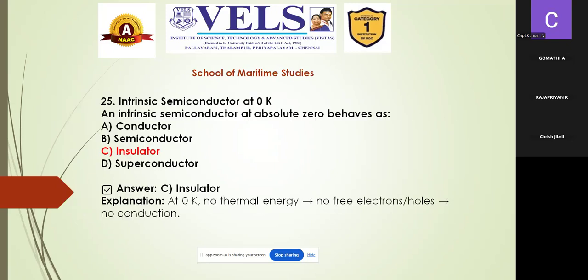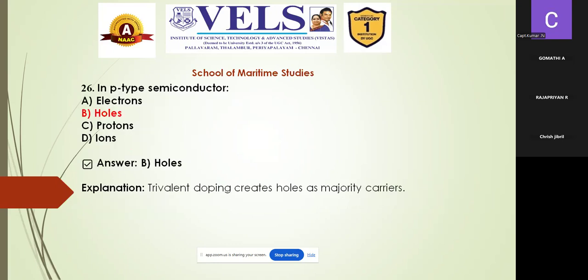An intrinsic semiconductor at 0 Kelvin behaves as an insulator. At 0 Kelvin, there is no thermal energy, no free electrons and holes, no charge carriers, and no conduction. So the intrinsic semiconductor at 0 Kelvin behaves as an insulator.